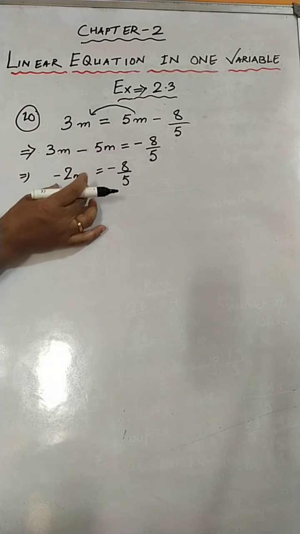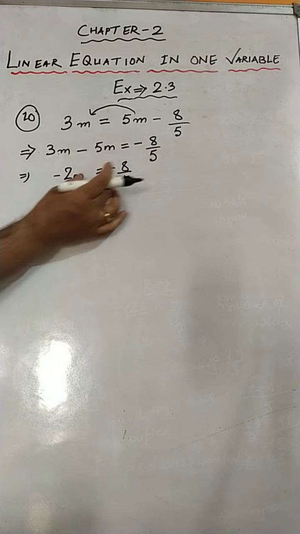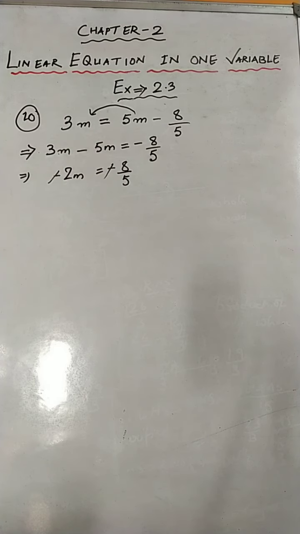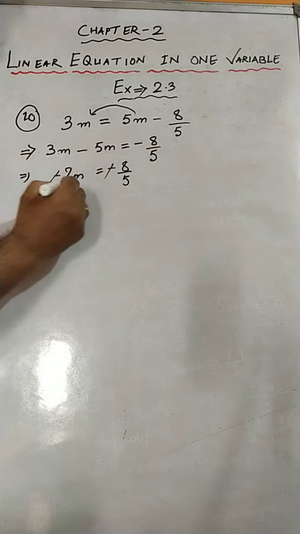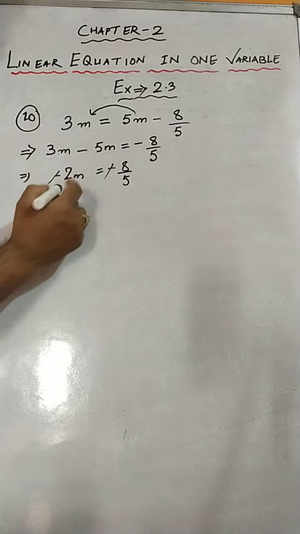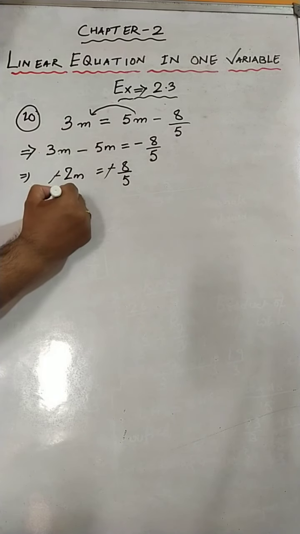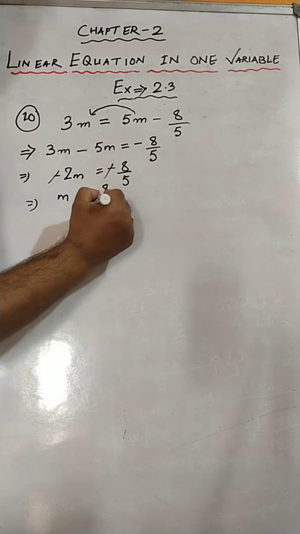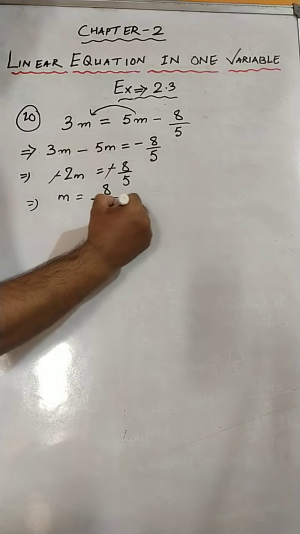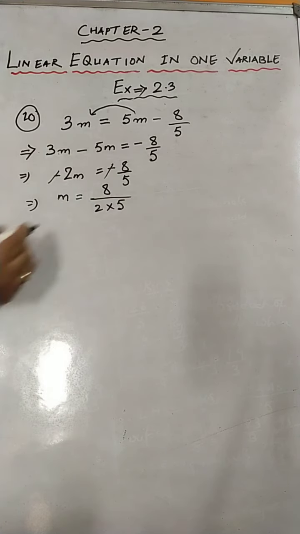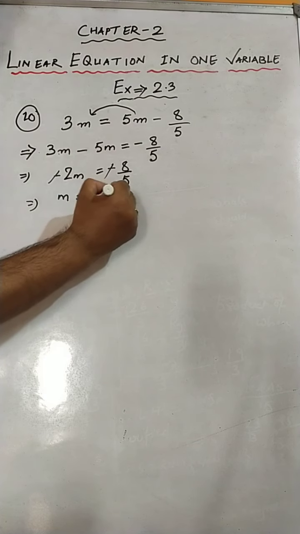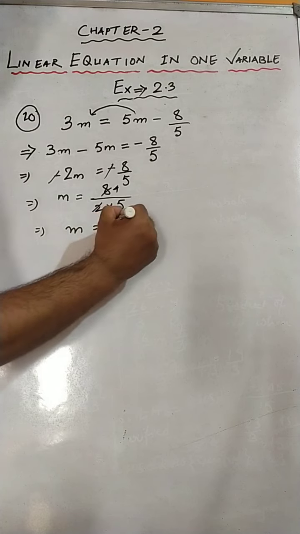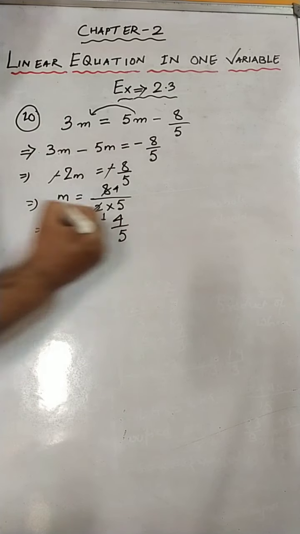So if you see on both the sides, that is on left hand side and right hand side, one minus sign is there. So we can cancel this minus sign like this. Okay. So now finally we will take this 2 towards that side. So 2 will be multiplied with 5. So it will look like m equals 8 by 2 into 5. If you reduce this, 2 ones are 2, 2 fours are 8. So the answer will come as m equals 4 by 5.